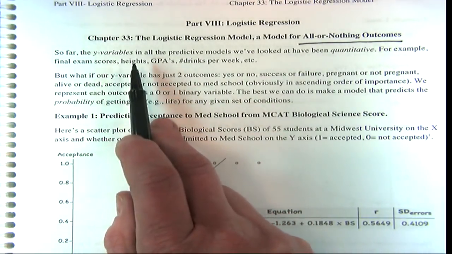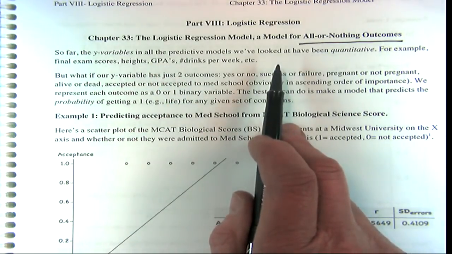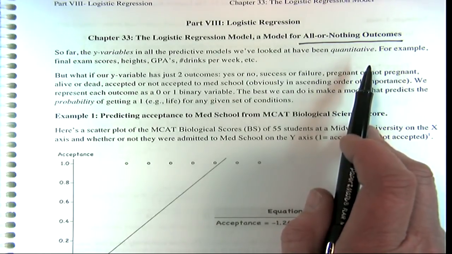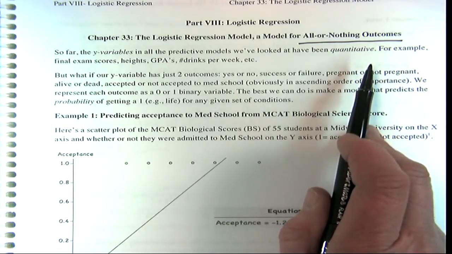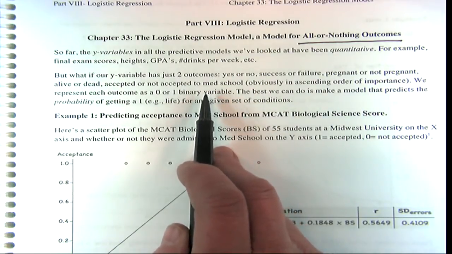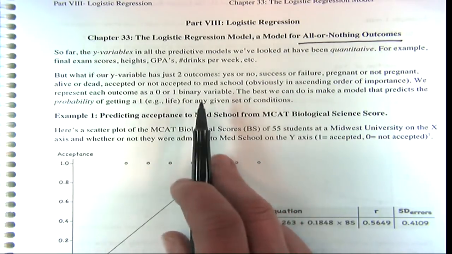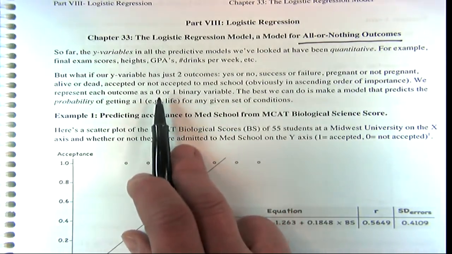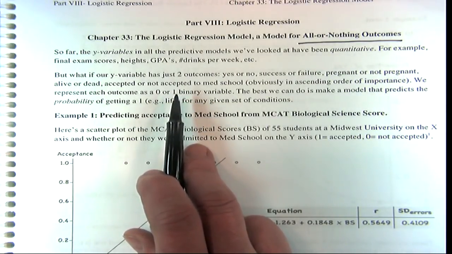So far, all our y variables and all the predictive models that we've been looking at have been quantitative, like we're predicting your final exam score or the number of drinks you have, or just some quantitative y variable. But now we're going to look at y variables that just have two outcomes. So y will always just be a 0, 1 variable. So far only x's have been 0, 1 variables. Now y is going to be a 0, 1, and x can be either 0, 1 or quantitative.